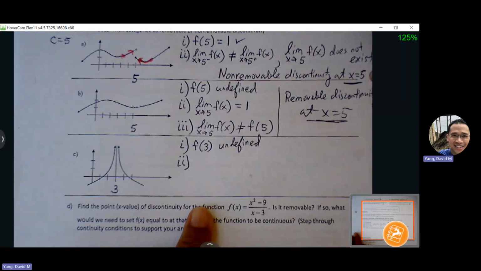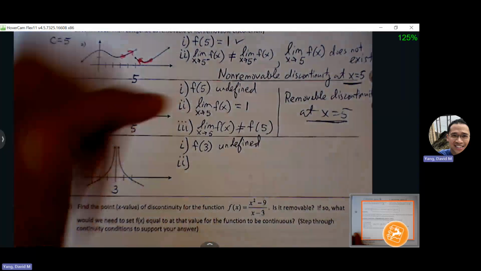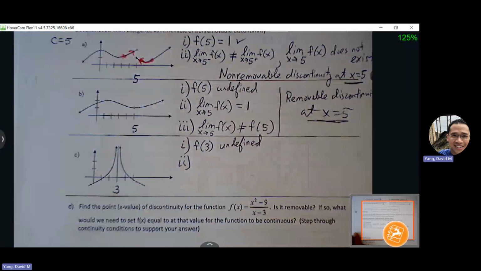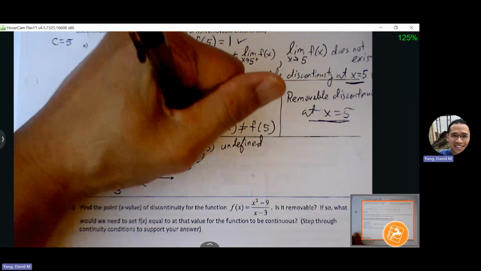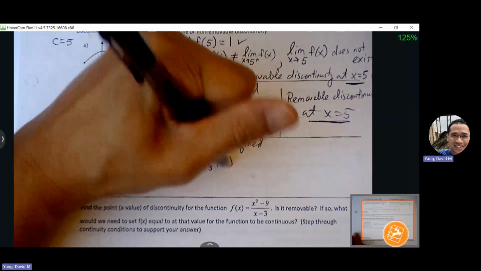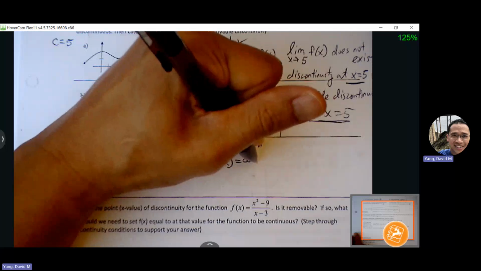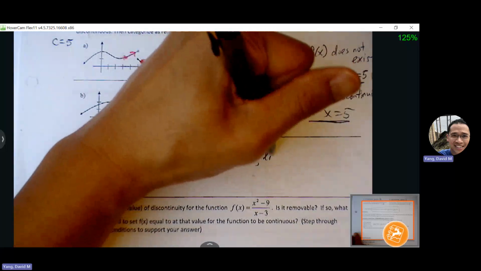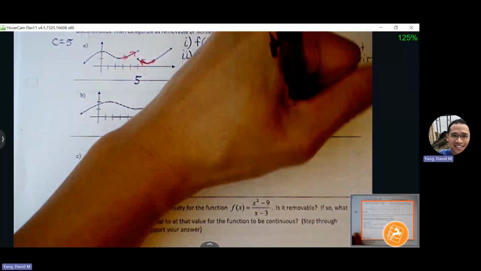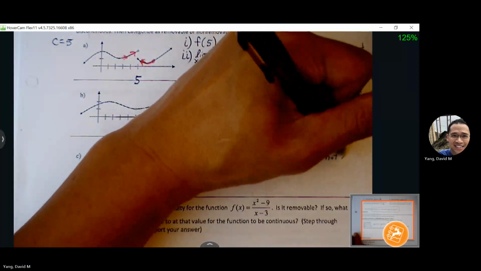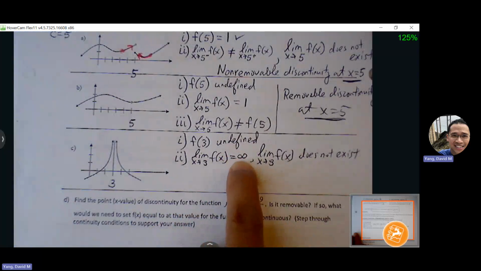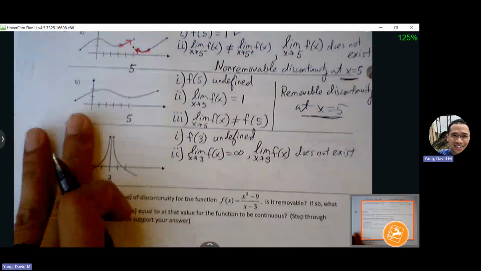Does the limit exist? No, it doesn't exist, right? We know that from the left and from the right, they're both approaching positive infinity, but we know that positive infinity is not a real number. So we can say the limit as x approaches 3 of f of x is equal to infinity, and therefore the limit does not exist. Right, so even though we say equals infinity, we know infinity is a subcategory of does not exist.